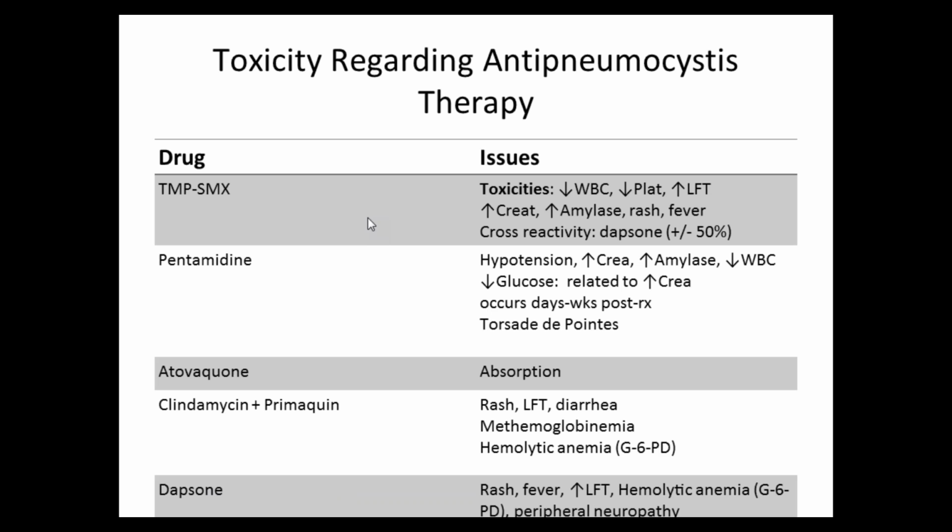Okay, what are some of the toxicities we see with this drug? Well, with Bactrim, it decreases your white cell count, it decreases your platelet count, it increases your LFTs. It can also increase your creatinine, and there are two reasons why it does that. One, it interferes with the secretion of creatinine into the tubules, but it can also cause damage to the glomerular filtration if it crystallizes out. Occasionally you get a rash. Actually, I take that back. You can get a rash a lot of times. This is probably the most common reaction. And occasionally you get fever.